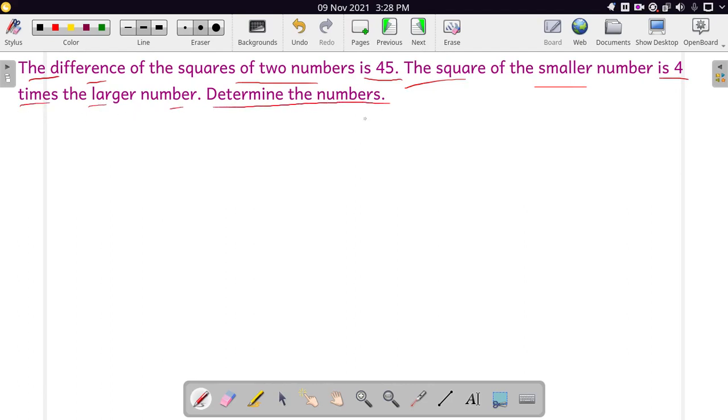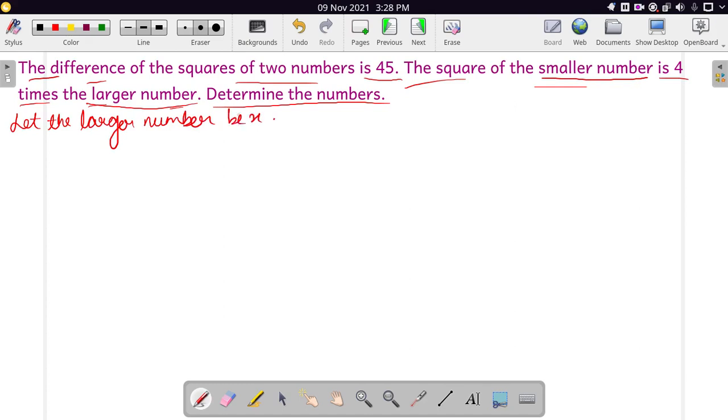Determine the numbers. Okay, we will attempt the question step by step. So first thing is that we see that there are two types of numbers, both are squared numbers. One has been labeled smaller number and one has been labeled larger number. So we will assume, let the larger number be x.